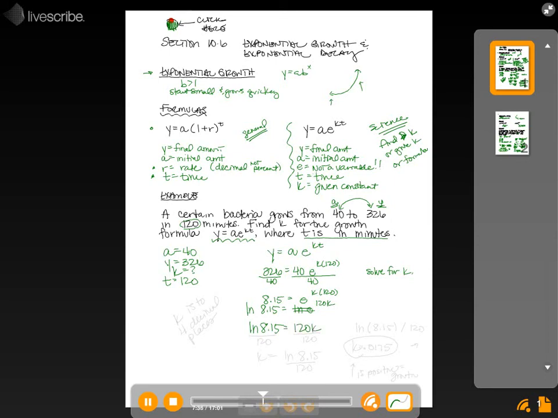120K. Now we're solving for K, we're solving for the variable, so now we're going to divide both sides by 120. And K equals the natural log of 8.15 divided by 120. And we want that as a decimal. Usually we take these out to 4 decimal places unless it tells you otherwise, and you're going to have to figure that out in the problem. For K, in general, every problem you do where you're solving for K, K is to 4 decimal places.